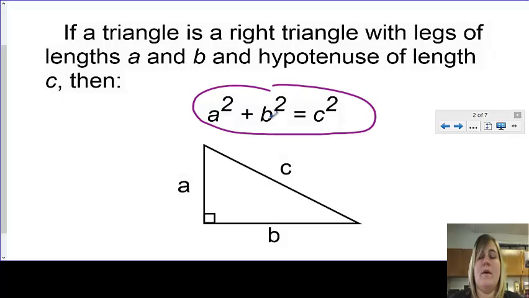Now, a and b are always the legs of the triangle. We can identify the legs by looking at the right angle symbol. The right angle symbol is always touching a and b. It doesn't matter which one you name a or which one you name b, as long as you know that those are the legs. c is always the hypotenuse, which is always opposite the right angle symbol. Okay? So a squared plus b squared equals c squared. Now let's practice using this.